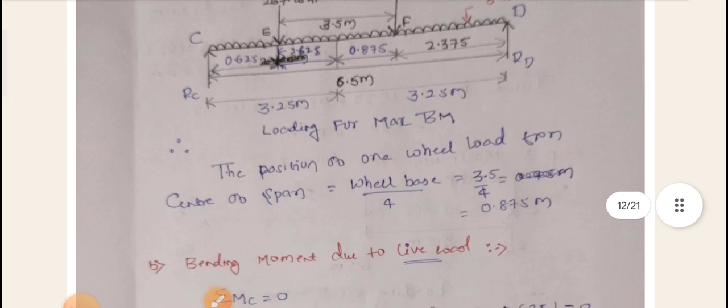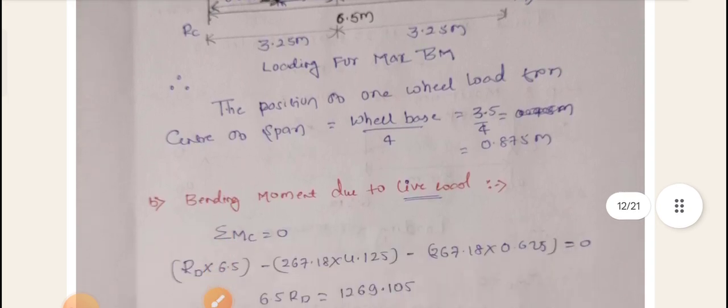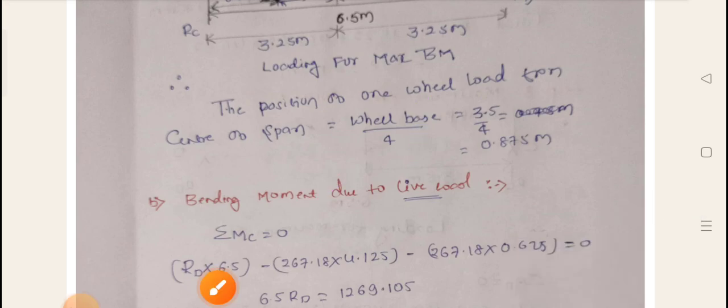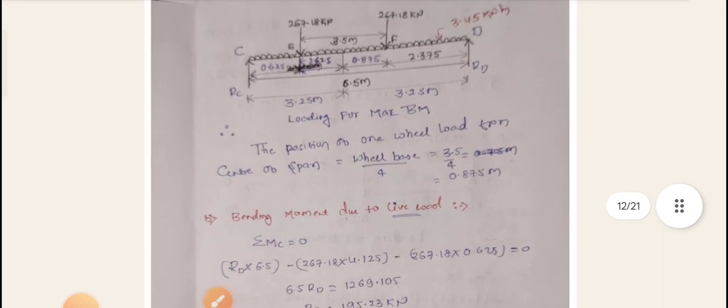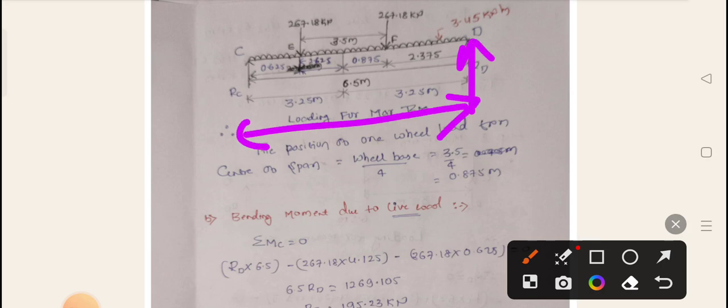Again here we are going to calculate the things. Next, I will take bending moment at C. So already you are aware, bending moment means force into perpendicular distance. I will start with this one. RD into what is the distance? RD into 6.5.